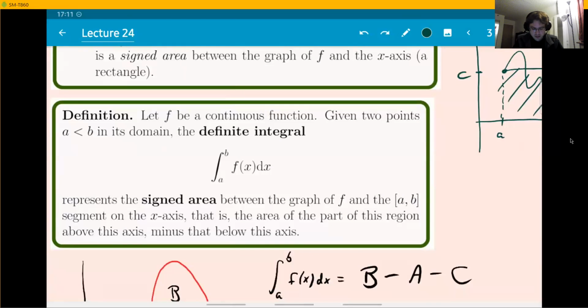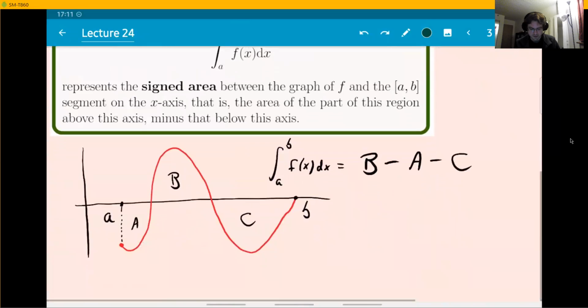So let f be a continuous function given 2 points a less than b. The definite integral is by definition this number, the signed area between the graph and the x-axis. Well, more precisely, the AB segment. And by signed area, once again, what do we mean? We mean the area of the part of this region above the axis minus the area below the axis.